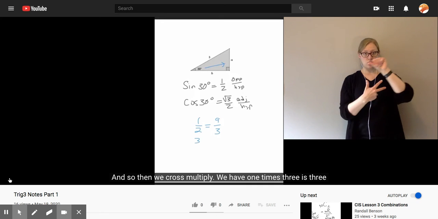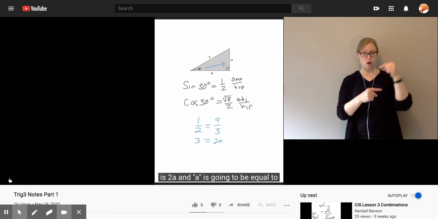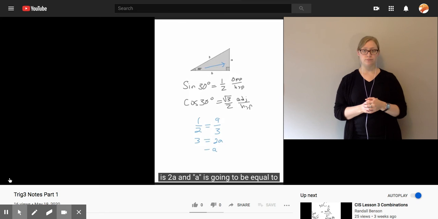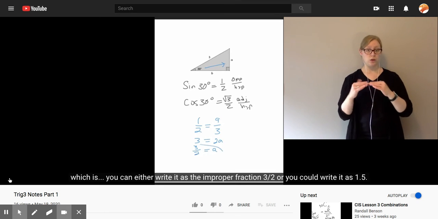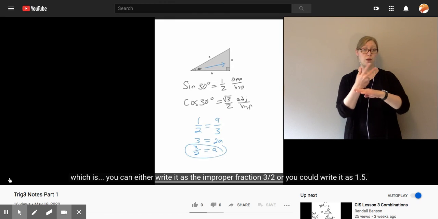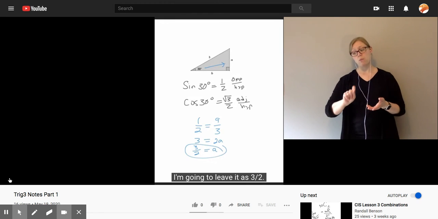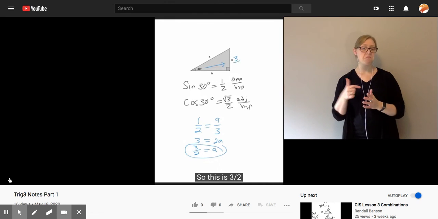We have 1 times 3 is 3, is 2A, and A is going to be equal to 3 divided by 2, which you can either write as the improper fraction 3 halves, or you could write it as 1.5. I'm going to leave it as 3 halves. So this is 3 halves.